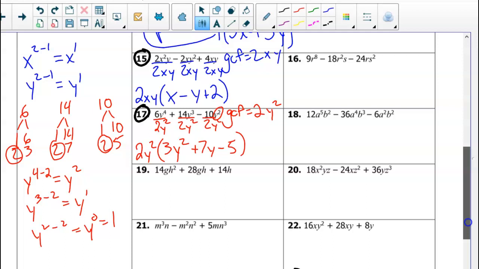I know that I'm finished because I cannot combine any of these inside. There's nothing else I can factor out. The inside is prime.